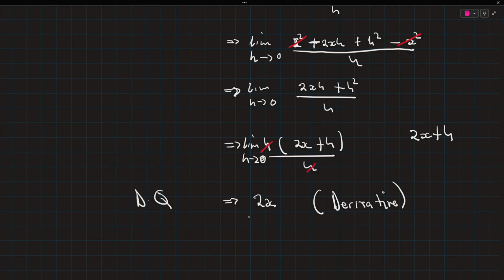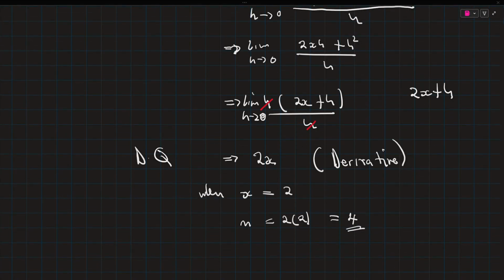Which simply means when x is equal to 2, what is my gradient formula? 2x. So my gradient at that point is 2. Where there is x, I put 2, then my gradient is 4. Are we together?